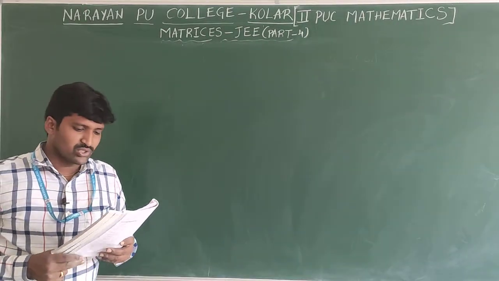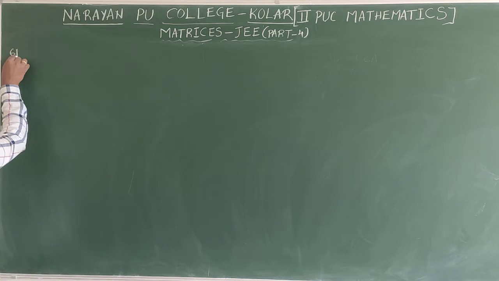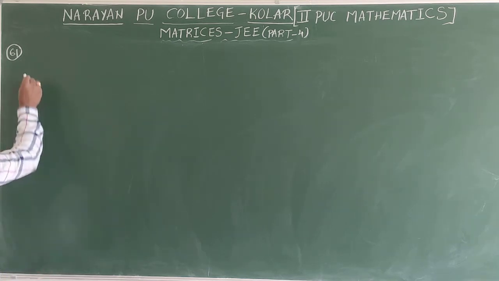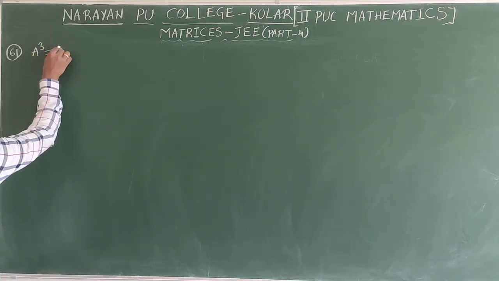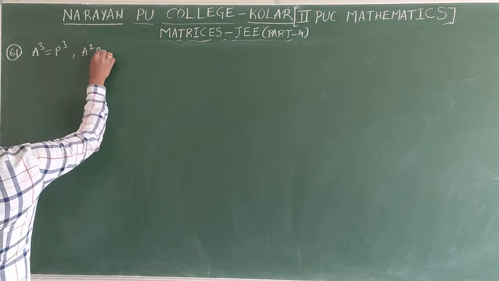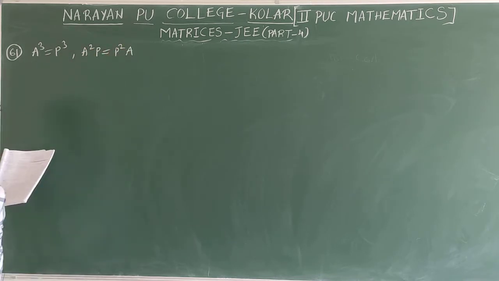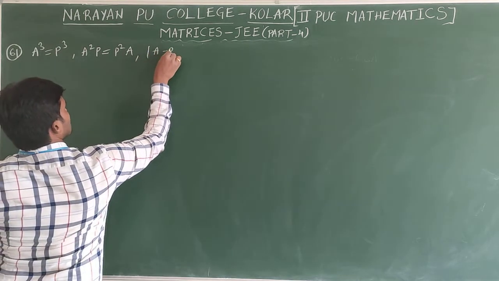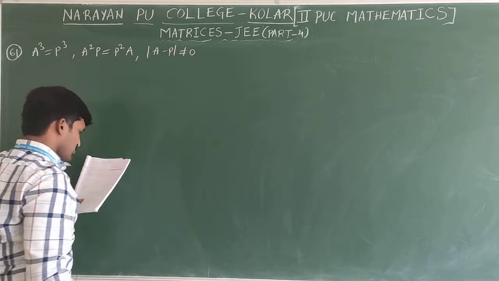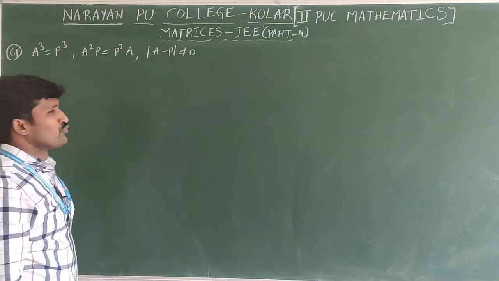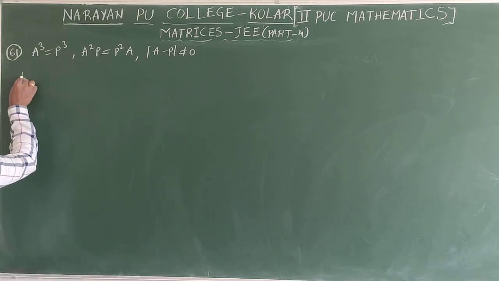Next, question number 61. If A and P are different matrices of order n satisfying A cube equal to P cube, and A square P equal to P square A, and where det of (A minus P) is clearly not equal to 0, they are asking det of (A square plus P square).